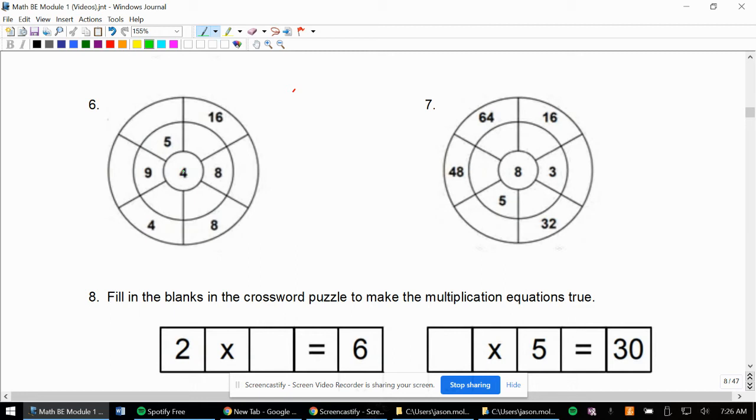4 times table facts. 4 times 5 is 20. 4 times 4 is 16. 4 times 8 is 32. 4 times 2 is 8. 4 times 1 is 4, and 4 times 9 is 36. Please pause the video or rewind it if I'm going too fast.